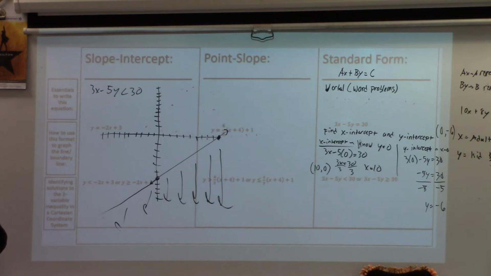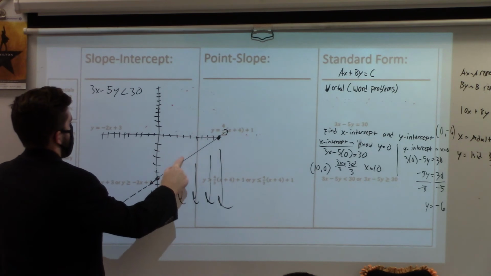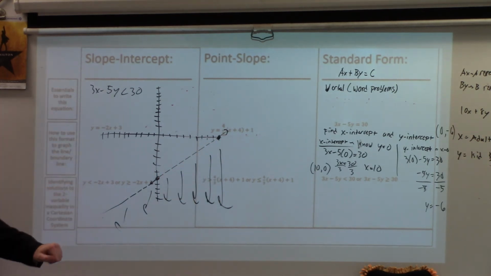The line, what about the boundary line? It was to be dotted. Why is it supposed to be dotted? Because it's not less than or equal to. Right, just less than. Can a solution be on that line? No, because it's not equal to, right?